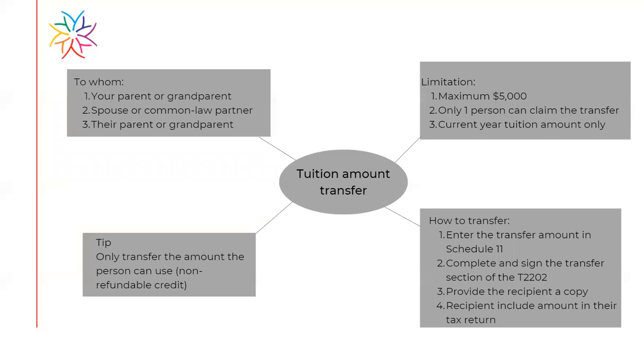To transfer your current year tuition amount, you will need to include the amount to be transferred in Schedule 11 and complete and sign the back of the T2202. You will then provide the recipient a copy of the transfer section of the T2202. The recipient will include the amount you transfer to them in their tax return. As a tip, you will only transfer the amount the person can use since it is a non-refundable tax credit. You want to carry forward as much unused amount as possible to use in your future year.